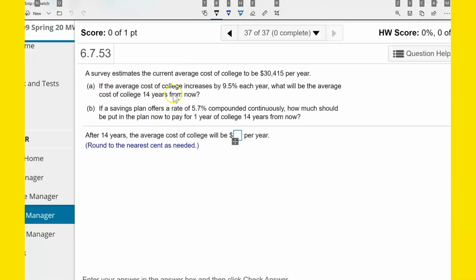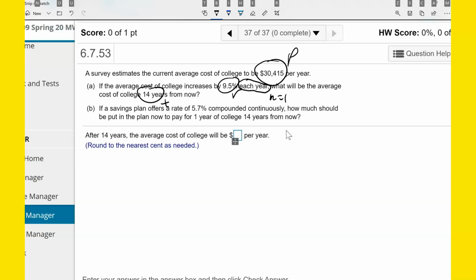All right, if the average cost of college increased by 9.5% per year, what will be the average cost of college 14 years from now? So the current cost, so there's the principal. That's the initial cost of college. There's R. R is 9.5% each year. And it just says each year, so you're assuming that it's compounding once per year. So N equals 1.